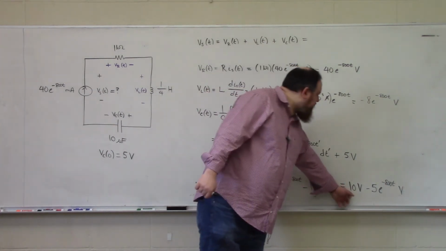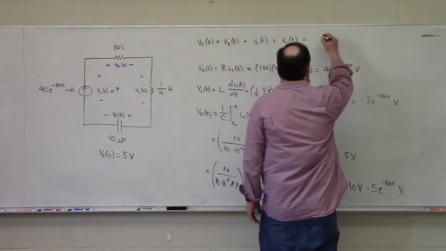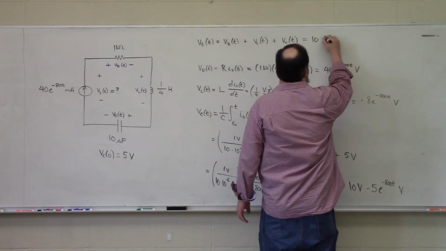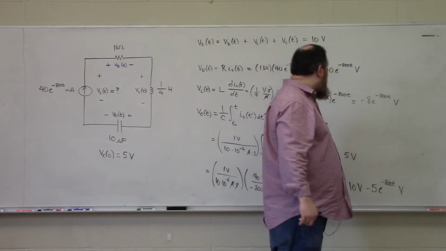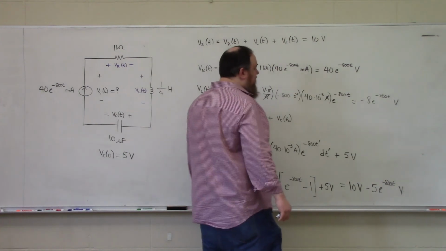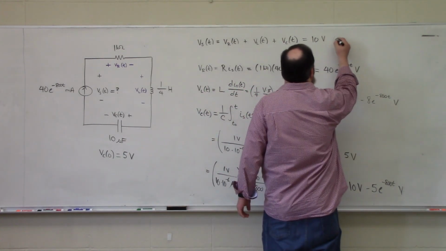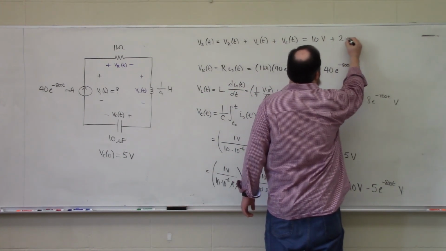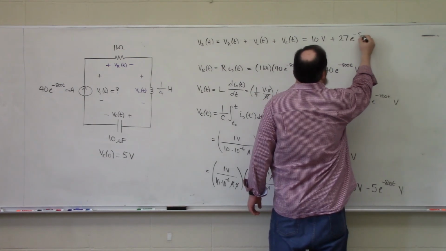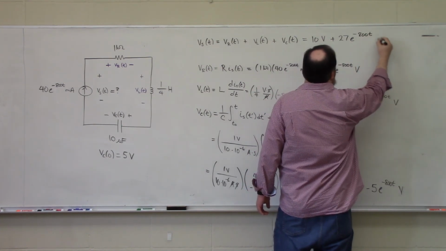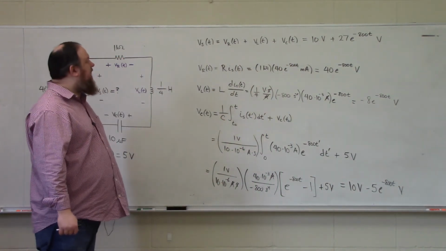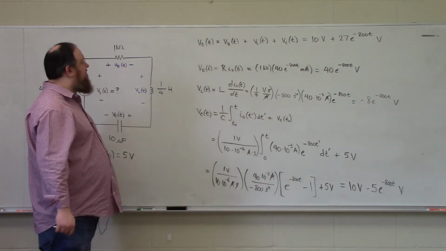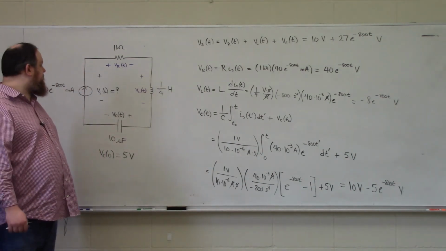So I have only one DC term, 10 volts, so I'm going to go ahead and tack that on. And then I have 40 minus 8 minus 5, so that's 40 minus 13 is plus 27 e to the minus 800t volts. And that is the voltage provided by my source.